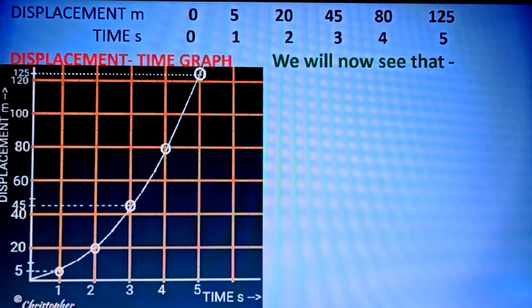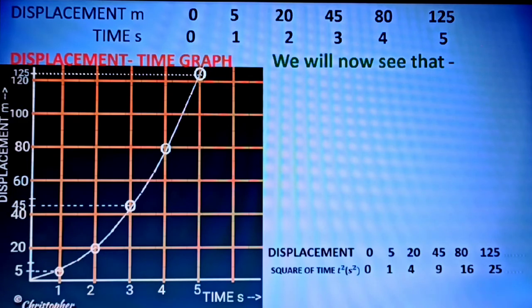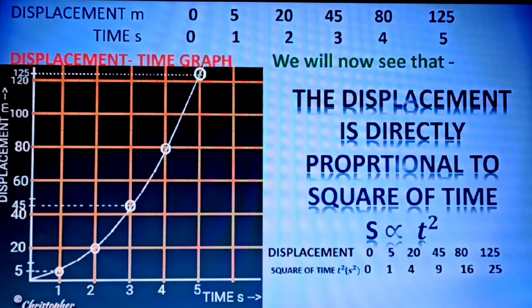So here we have the displacement time graph. You can see in the figure. We will now see that the displacement is directly proportional to square of the time. S is proportional to t square. The data we have collected is shown here.